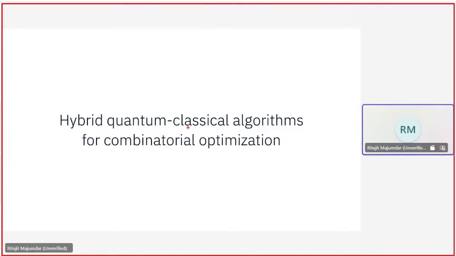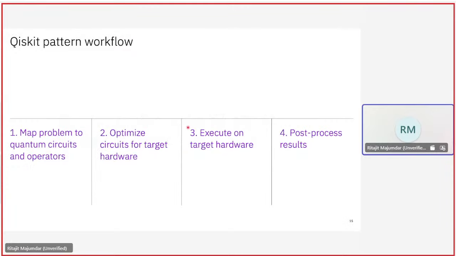Okay, let's get started with this. And the first thing that you should be doing whenever you are working on any quantum algorithm, any quantum workflow, in fact, the best thing to do, is to break it down into these 4 steps, which we call the Qiskit pattern.